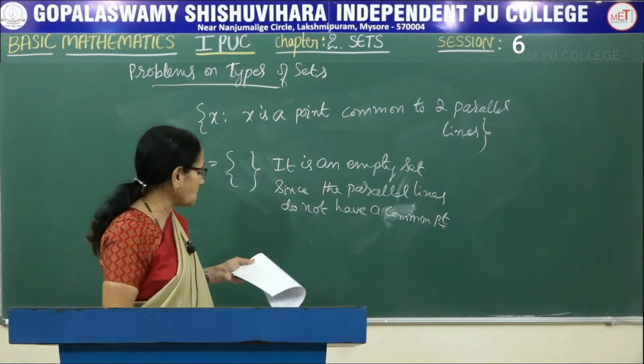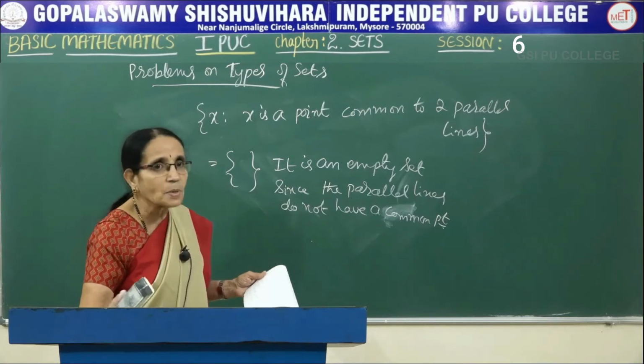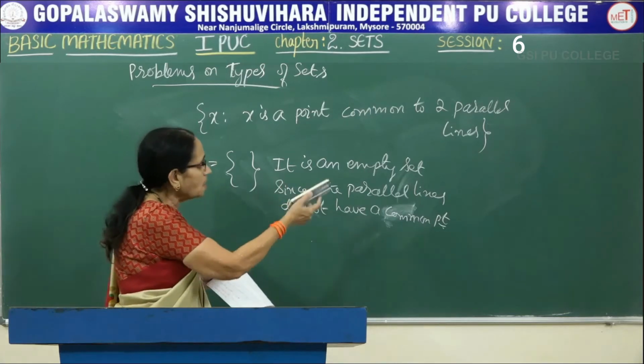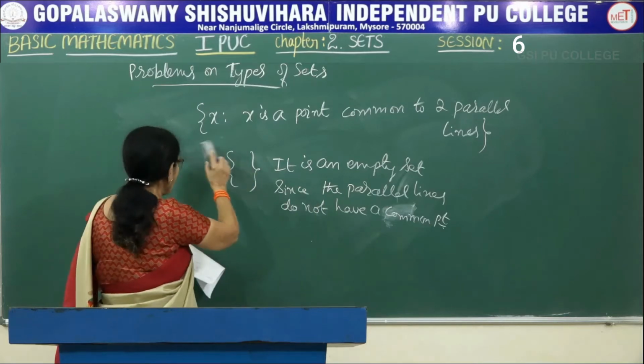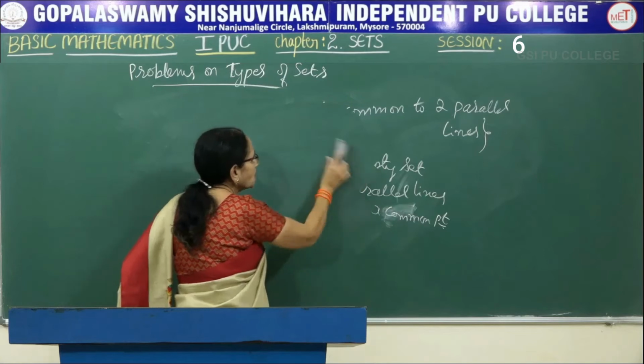Therefore, what type of set is it? It is an empty set because we do not have any common point which would be lying on both the lines here.